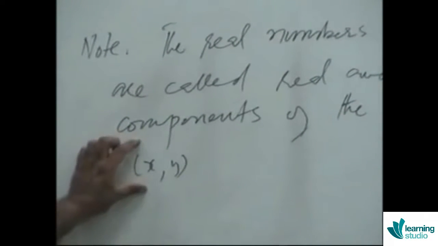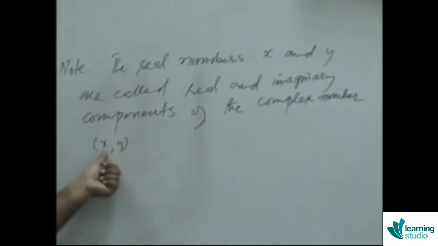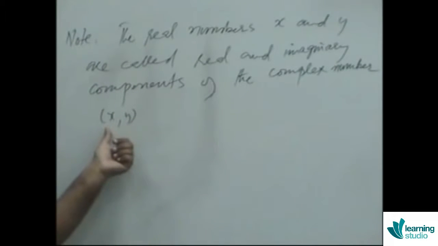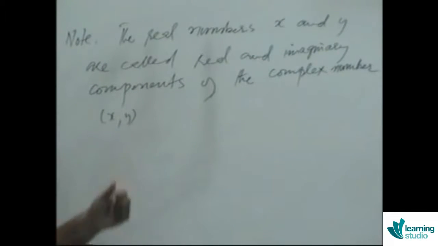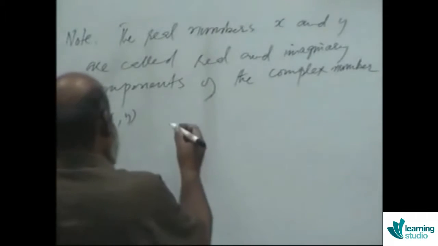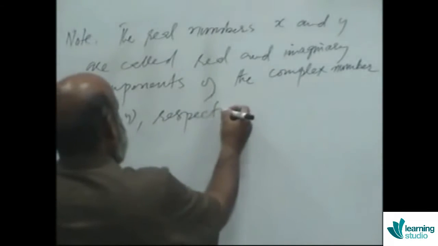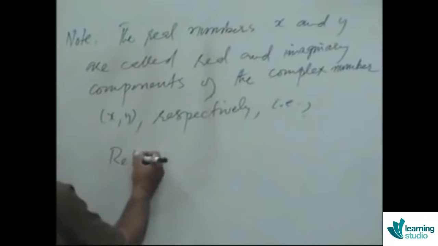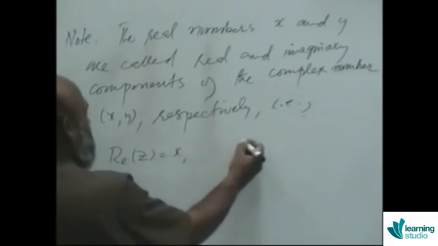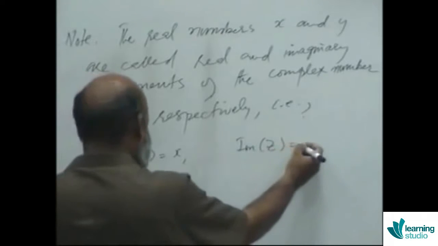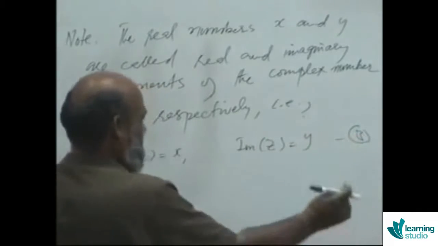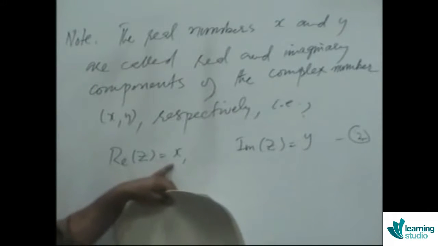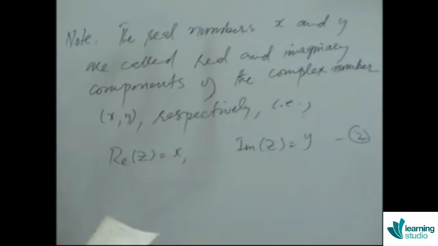So this is a complex number. This is called the real component. This is called the imaginary component. So the first part is the real component and the second is the imaginary component, respectively. That is, we can write the real part of complex number z is x, whereas the imaginary part of this complex number is y. So Re(z) is x, Im(z) is y.